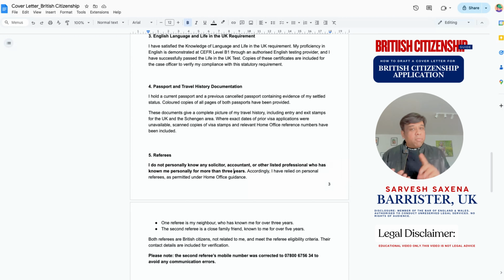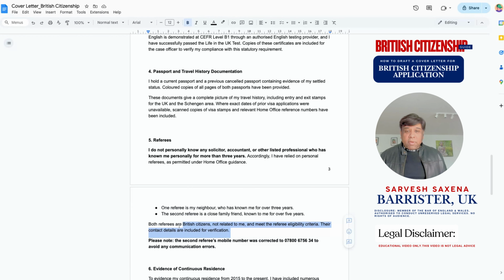It could be a work colleague, it could be a line manager, it could be somebody who has actually known you, right, for more than 3 years, and they must be a British citizen, and they must have no criminal record, and they must be living in the UK, for example. So I have preempted that, and I have relied on personal referees. And you've written this paragraph and you've clarified none of them are related to you and they meet the referee eligibility criteria. Once you've done that, your job is done, and I think it is completely acceptable.